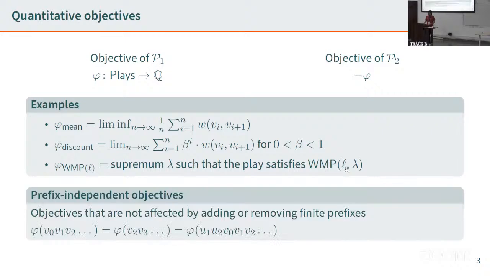And I'll just define what prefix independent objectives are. These are objectives that are not affected by adding or removing finite prefixes from the play. So if you have an infinite path v0, v1, v2 and so on, and you remove v0, v1, the value of the objective remains the same. If you add a few terms before, the value remains the same. So these are prefix independent objectives. Out of these 3 examples, the first and the third are prefix independent. However, the discounted sum is not. So from now on, we'll only look at prefix independent objectives.